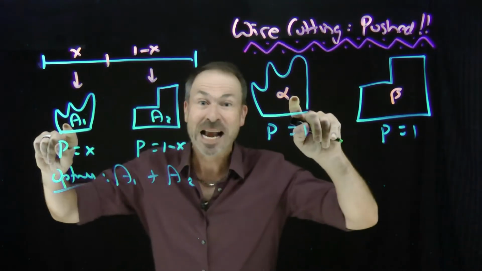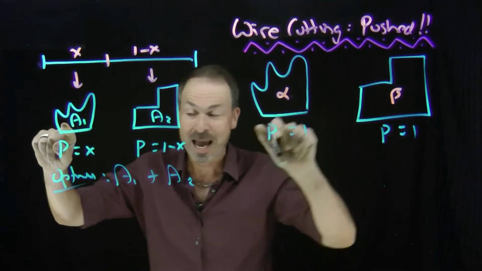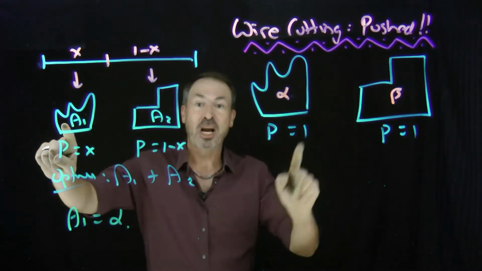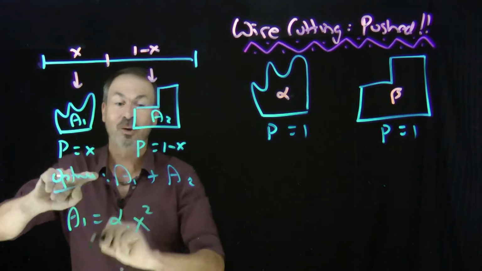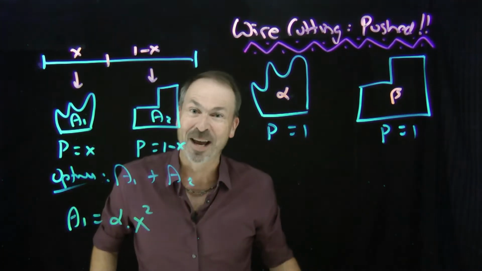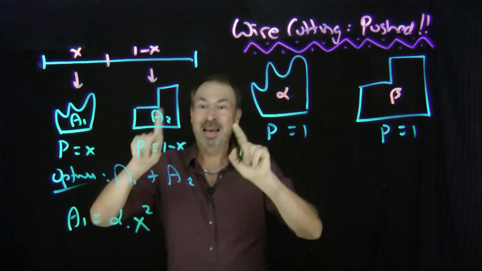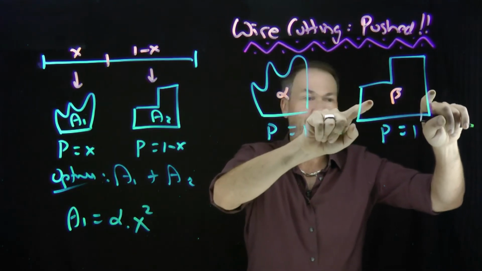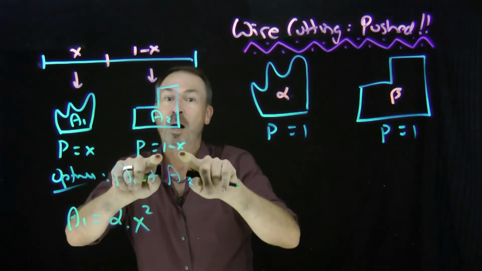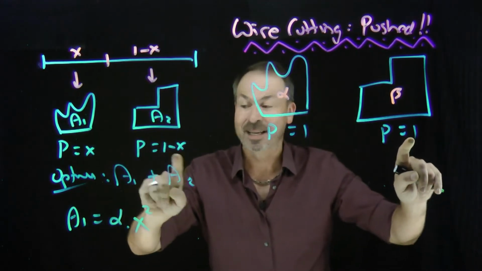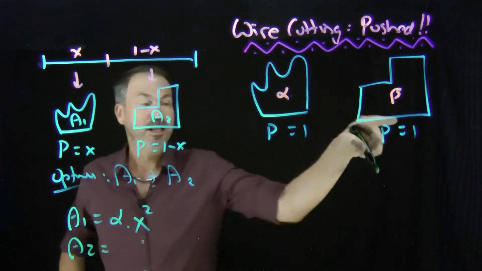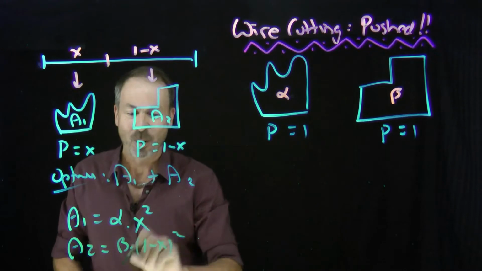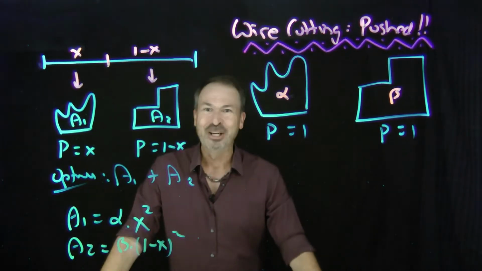Here's the thing. Area changes by scale factor squared. So area 1 must be the same as area alpha, but changed by the scale factor x squared. Area 1 is alpha x squared. We've got a formula for it. Same idea for area 2. I'm going to scale this figure here down so its perimeter is 1 minus x. Scale factor is 1 minus x, which means area beta is going to scale by that scale factor squared, (1 minus x) squared. There's a formula for area 2.